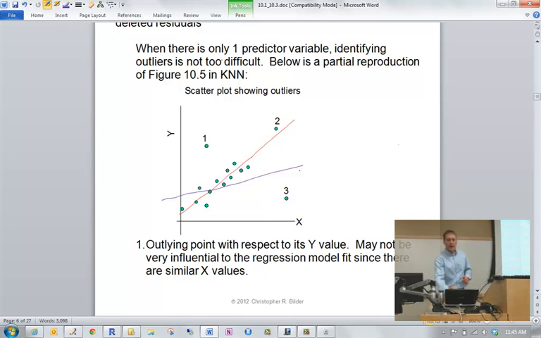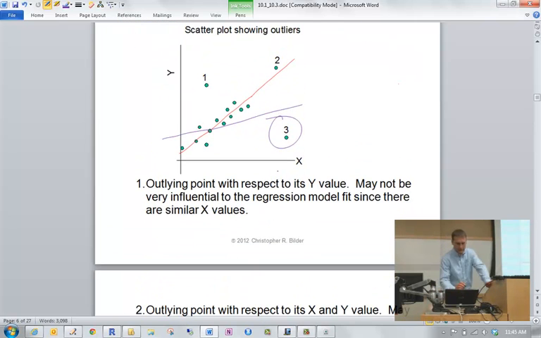We want to find these particular cases and try to take what are called remedial actions, if needed, to maybe, let's say, lessen the influence of observation number 3. Okay. Why is this the case versus point number 1?